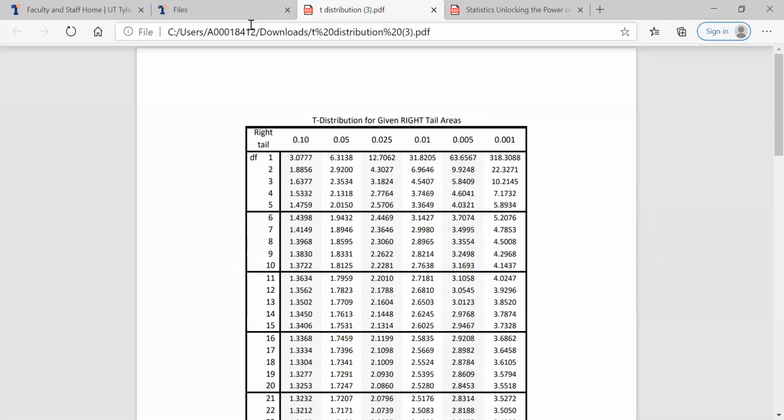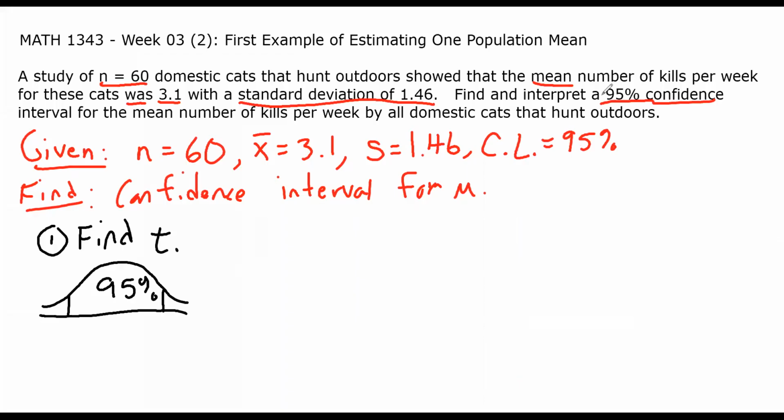But let's go back to the problem that we're working on. All right, so, well, the left tail and the right tail will have the same area. Remember that the total area under the curve is 100%. Since 95% is in the middle, that means that these two tails together will total 5%. So if we cut that in half, we get 2.5%.